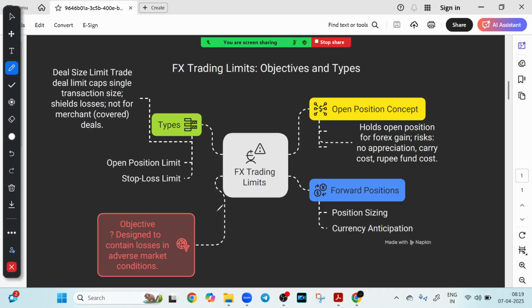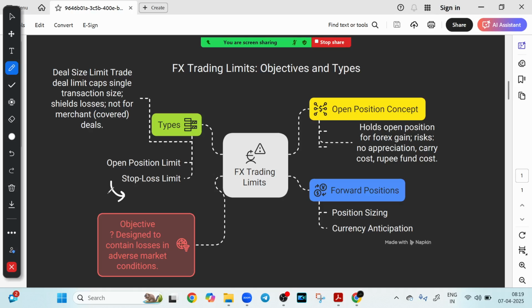If you look at the types of forex trading limit, on one side we have open position limit. What is the meaning of open position limit? See, they restrict the volume of open currency position a dealer can hold at any time, as the name itself suggests. That means they put a restriction on the amount of open currency position a dealer can hold at any time. That is called open position limit.